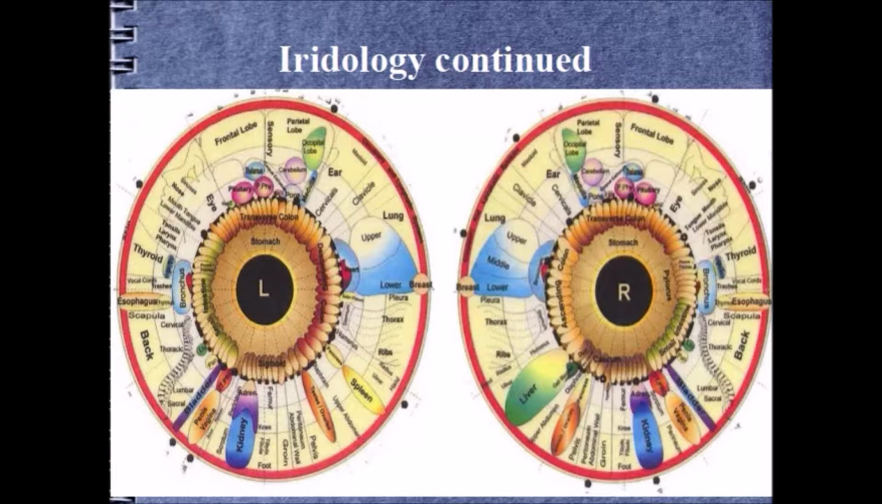Here's iridology continued, and you can see another iridology chart. And this one you can see a little better. If you look in the middle of the picture, you see lung, upper, middle, and lower, and then you can see breast, and then going up you can see the ear. So you can actually figure out what's going on with someone inside of their body just by looking at their eyes if you know what to look for. And that's iridology.